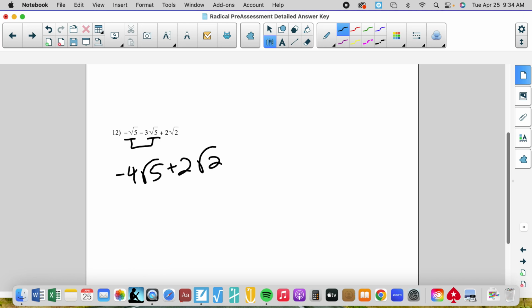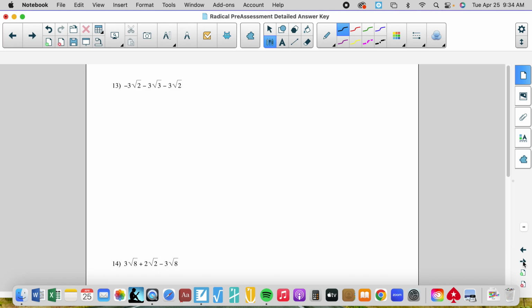The order, there is no standard form with radicals. I'll accept either way. If you gave me 2 rad 2 minus 4 rad 5, I'd accept that. Either one is fine. Number 13, we have like terms. That gives me negative 6 rad 2 minus 3 rad 3. As easy and as fast as that.